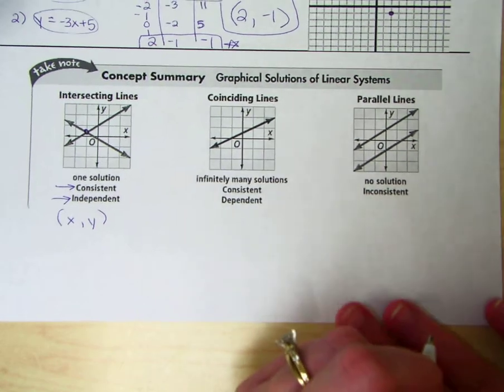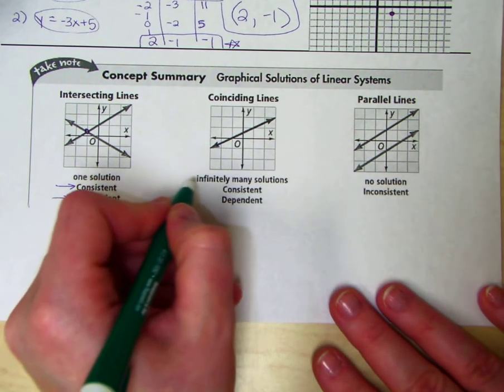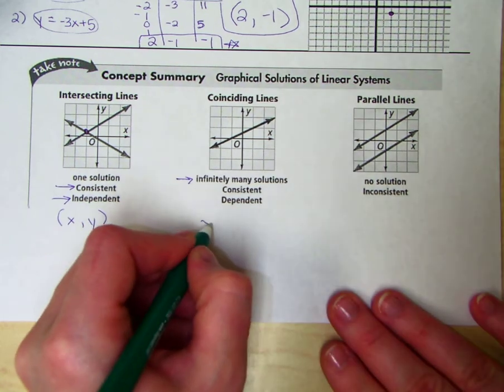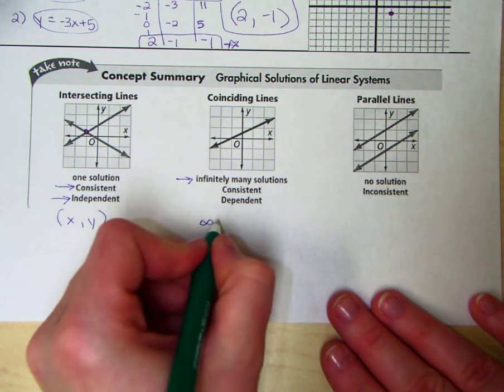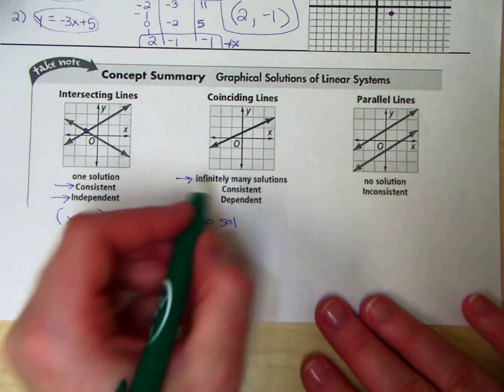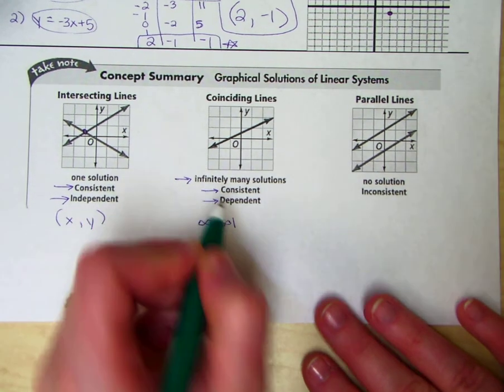If you graph two lines and they're the exact same line, the answer is infinitely many solutions. You can write it with a sideways cursive 8 and write solutions. That stands for infinite solutions. This is called consistent, and it's also called dependent.